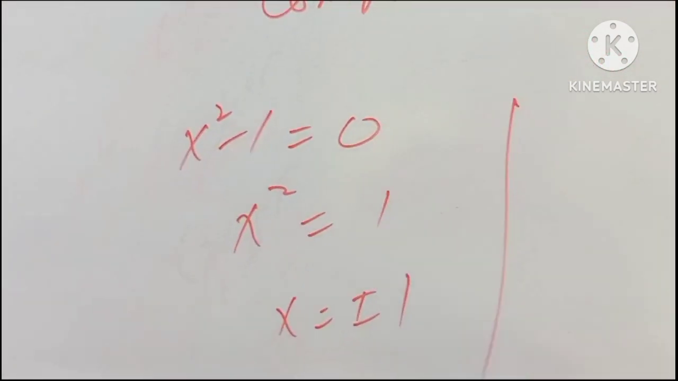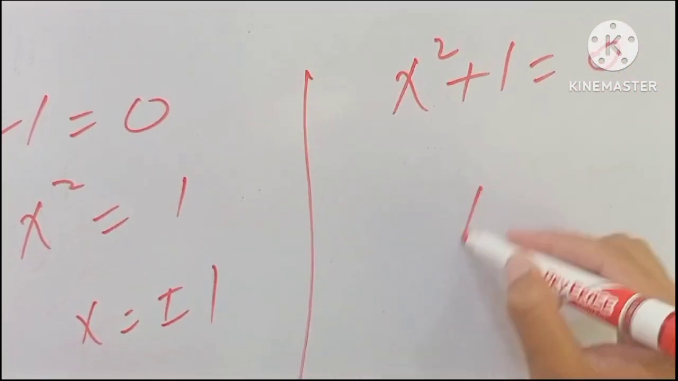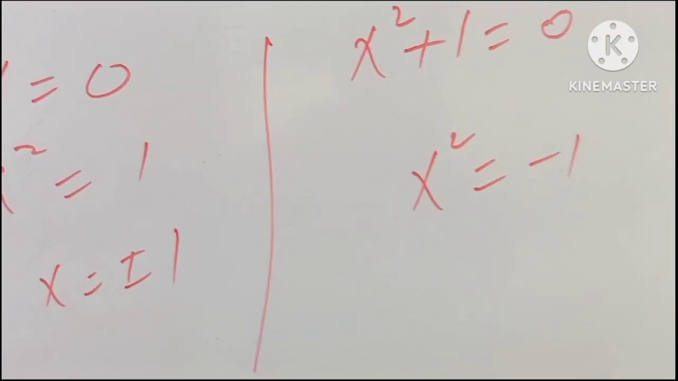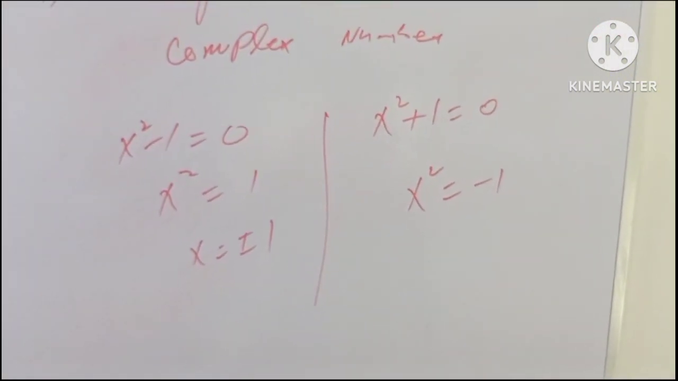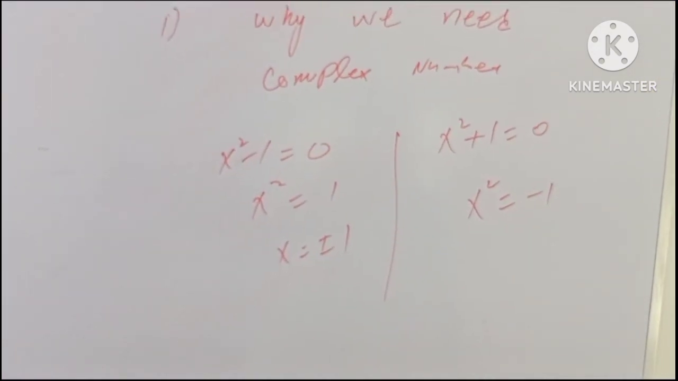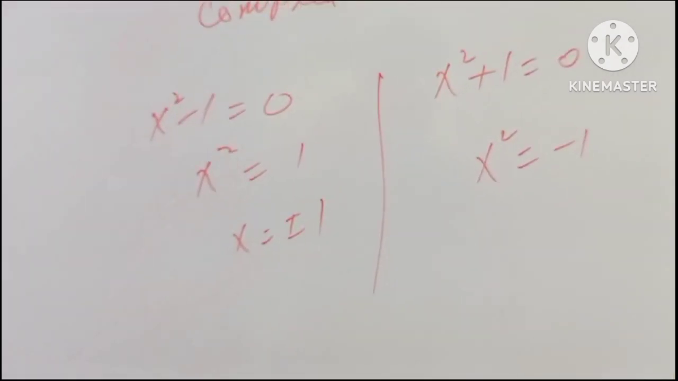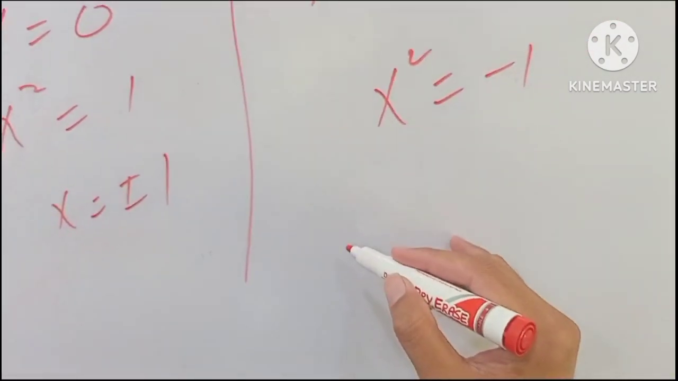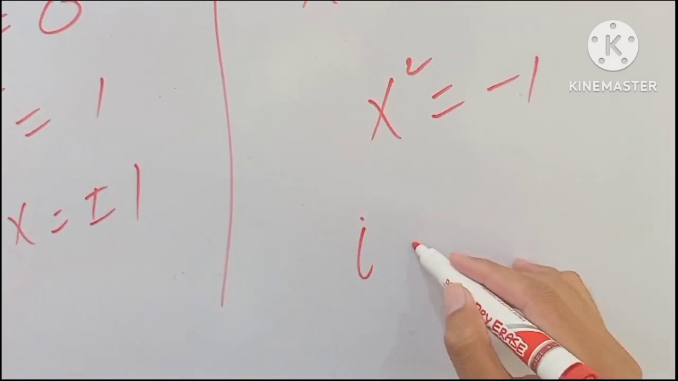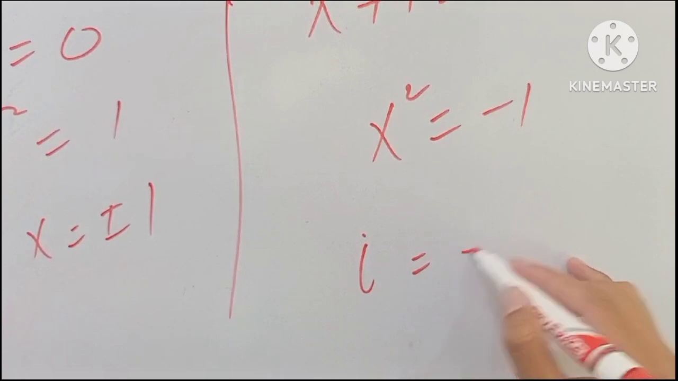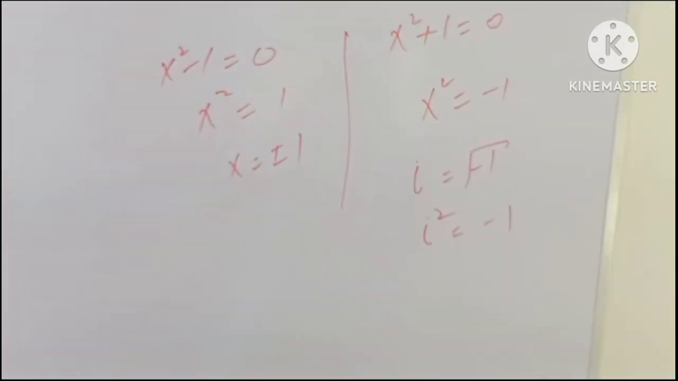But when we have the equation x square plus 1 equal to 0, x square is equal to minus 1. So in real numbers, there is no square root of minus 1. Therefore, we need a number other than real. That's why complex numbers were introduced. Mathematicians introduced the term iota, which is equal to square root of minus 1, or iota square is equal to minus 1.